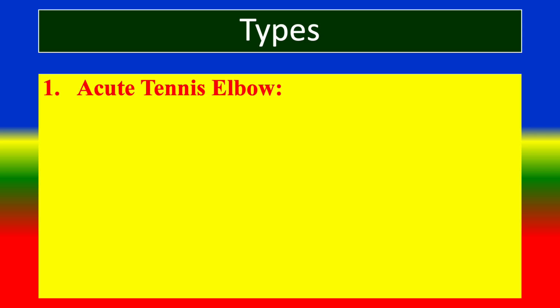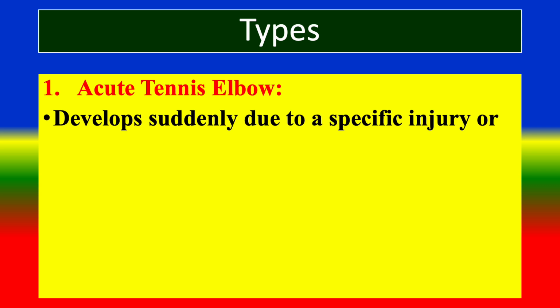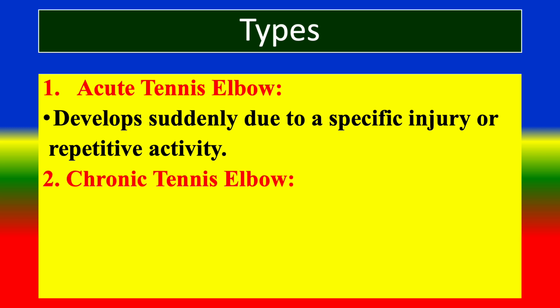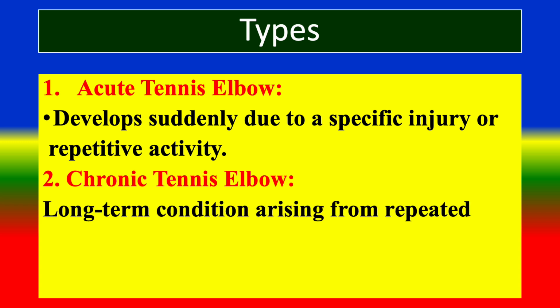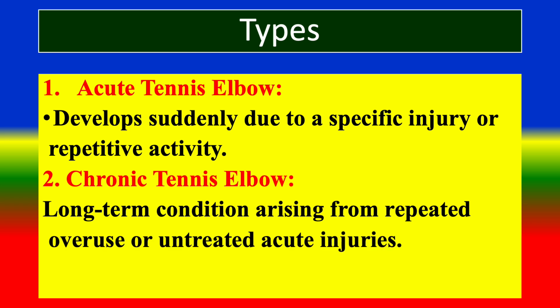Types: 1. Acute tennis elbow develops suddenly due to a specific injury or repetitive activity. 2. Chronic tennis elbow, a long-term condition arising from repeated overuse or untreated acute injuries.